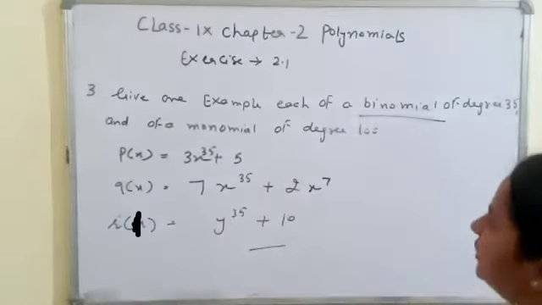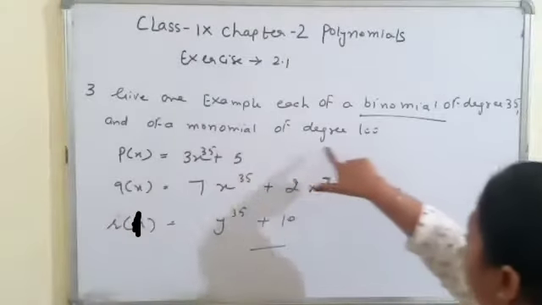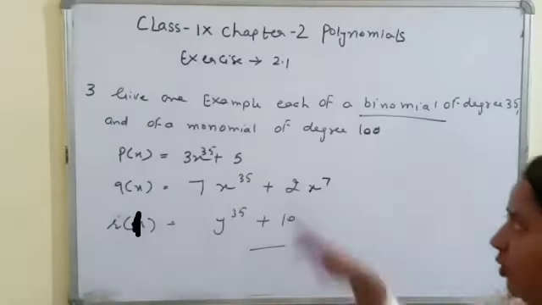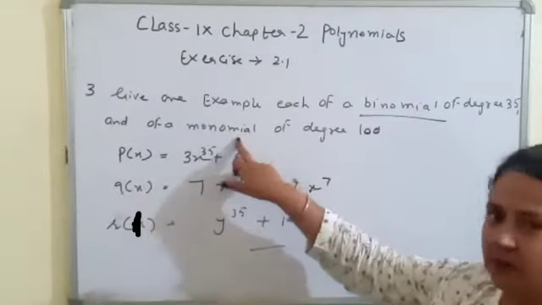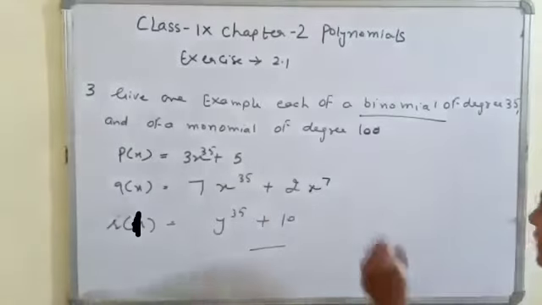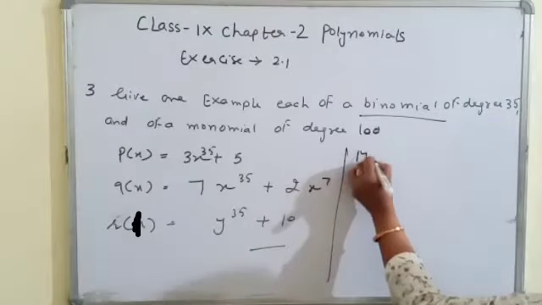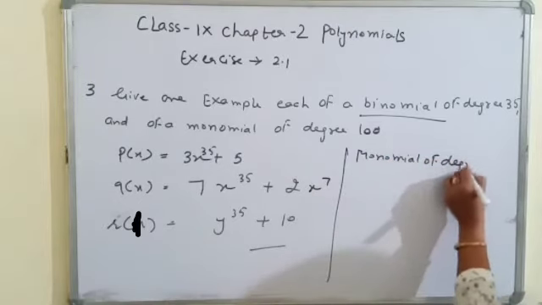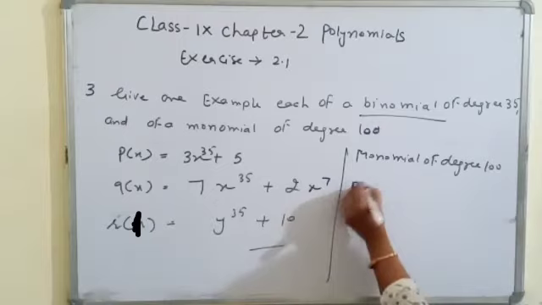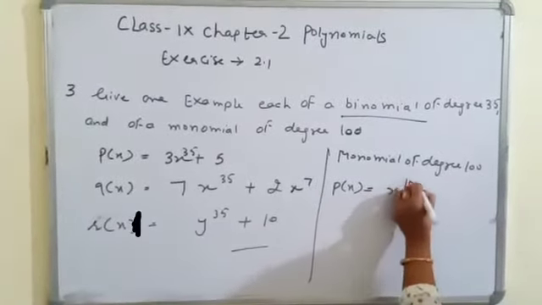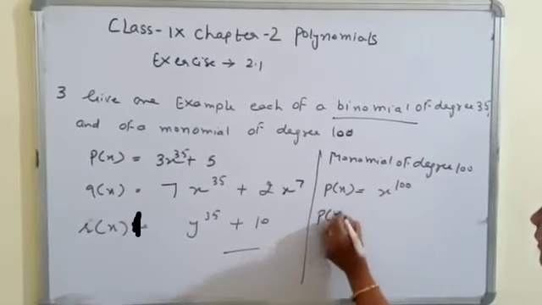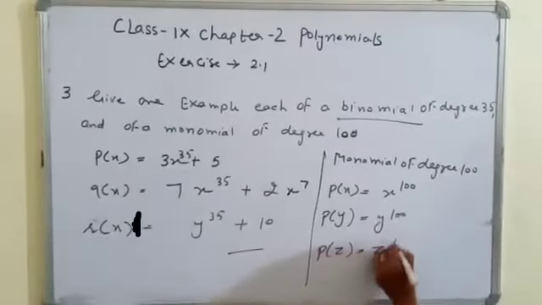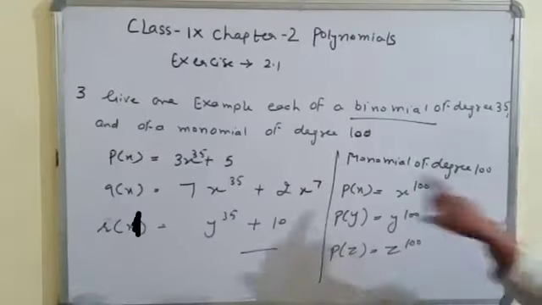Now this is the first condition, and second, we have to write a monomial of degree 100. Monomial, so you have to know it very well. A monomial is a polynomial having only one term. So we can write different examples. Monomial of degree 100. Yes students, you can write x^100, py^100, pz^100. You can see here monomial.